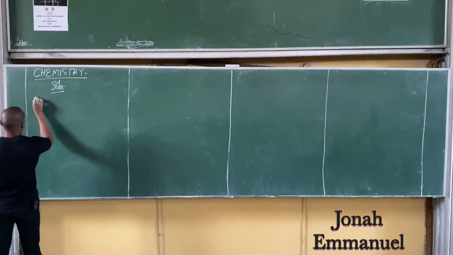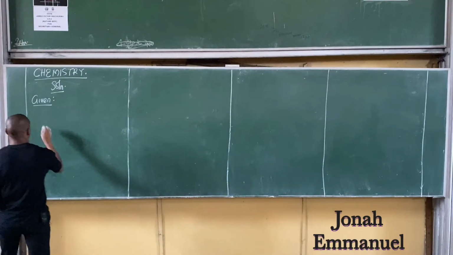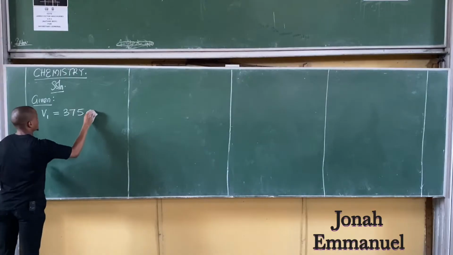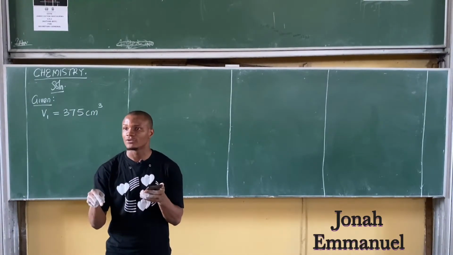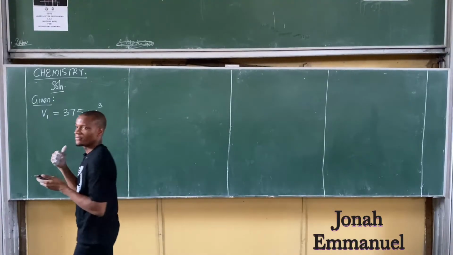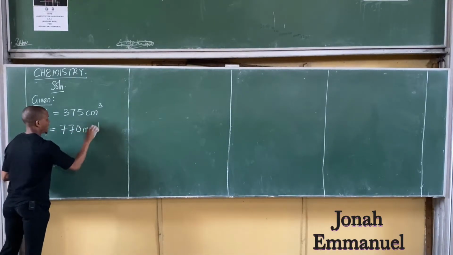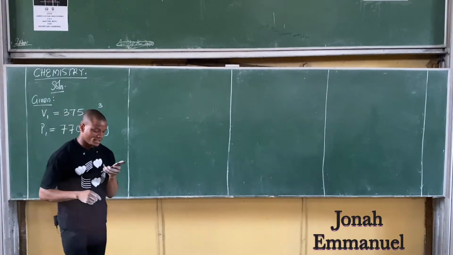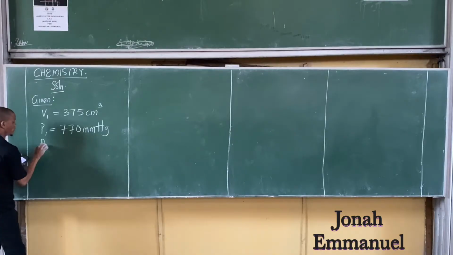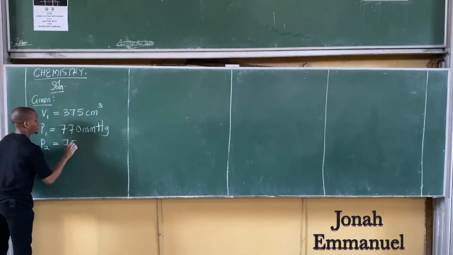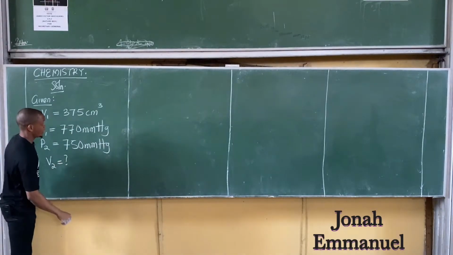Alright, so case 1, list out the given parameters. You're giving the first volume, V1, as 375 cm cube. The pressure at this point, P1, is equal to 770 millimeter mercury. It said find the volume if the pressure is reduced, so my second pressure, P2, is 750 millimeters mercury. V2 is unknown.